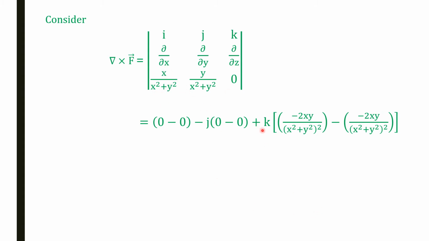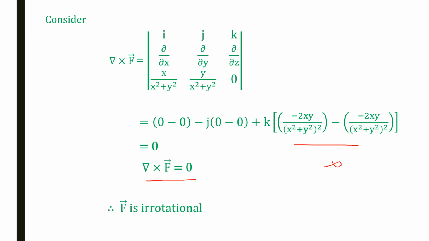Plus k is there. Now the derivative of y upon x square plus y square with respect to x is minus 2xy upon x square plus y square bracket square, minus of this into minus 2xy upon x square plus y square bracket square. So minus minus becomes plus, and this becomes 0. So the answer of this is 0. So 0 plus 0 plus 0 becomes 0, and therefore del cross f bar is equal to 0, and therefore f bar is irrotational. So just focus on the derivatives, because you have to solve the derivatives.